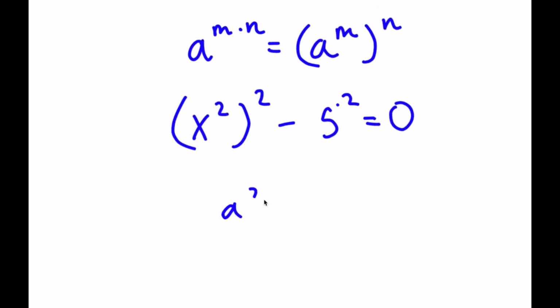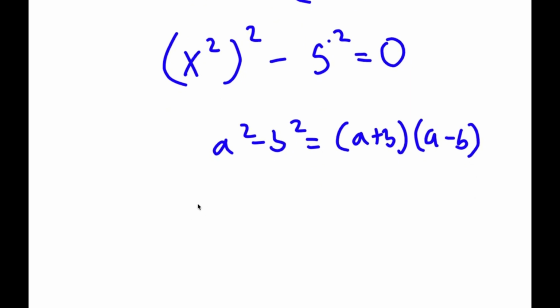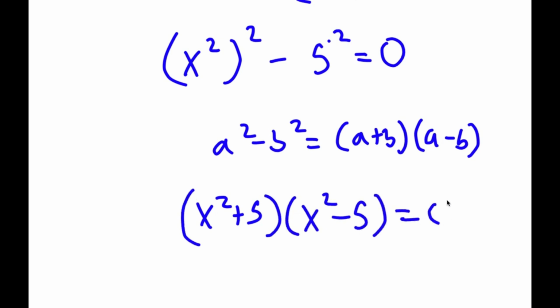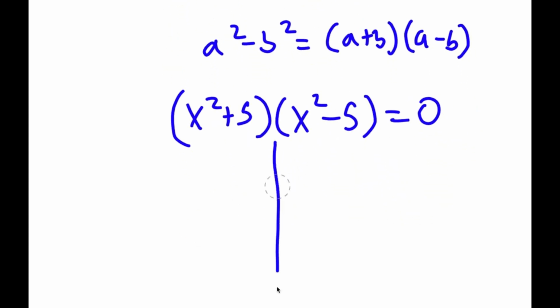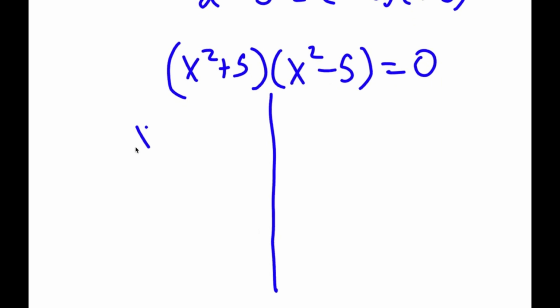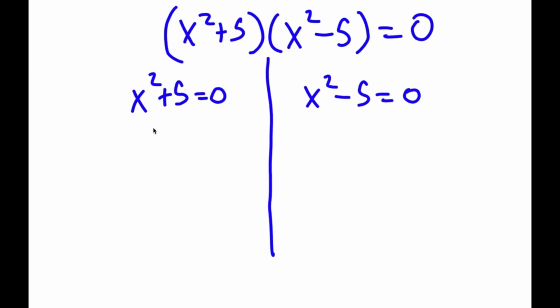Now if I have something in the form a squared minus b squared, this is equal to a plus b times a minus b. So in this case, this can equal x squared plus 5 times x squared minus 5, which is equal to 0. So now this gives me two equations. I have x squared plus 5 is equal to 0, and I have x squared minus 5 is equal to 0.